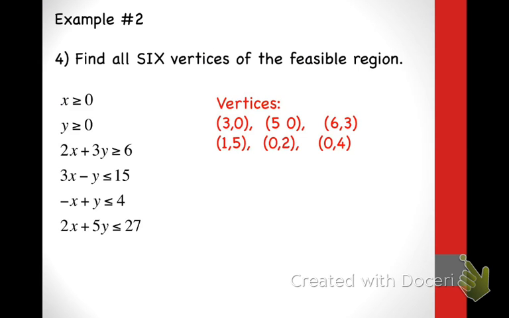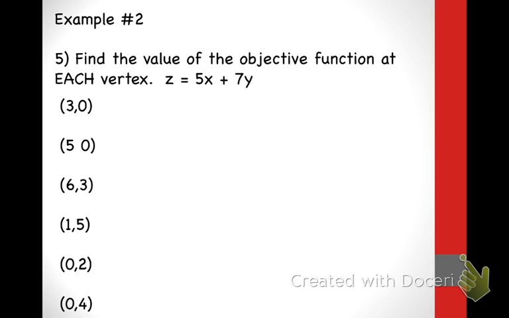All right, hopefully you were able to get all of these, including the ones on the axes, the ones where we didn't have the lines graphed. We didn't graph the x and the y ones. But hopefully you were able to get all 6 of the vertices that we have here. And so just like we did before, we want to list out all 6 of these, and substitute them into that objective function and see which one gives me the maximum and which one gives me the minimum. So that's what we're going to do here.